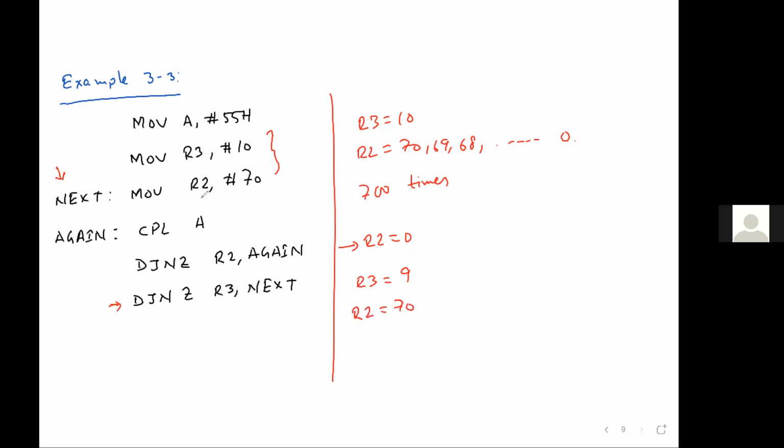Now come over here to complement A, and again it will start decreasing R2. So again it will be 69, 68 and up to 0. Then again your R3 will become 8. Again your R2 will start from 70. Again it will become 0.